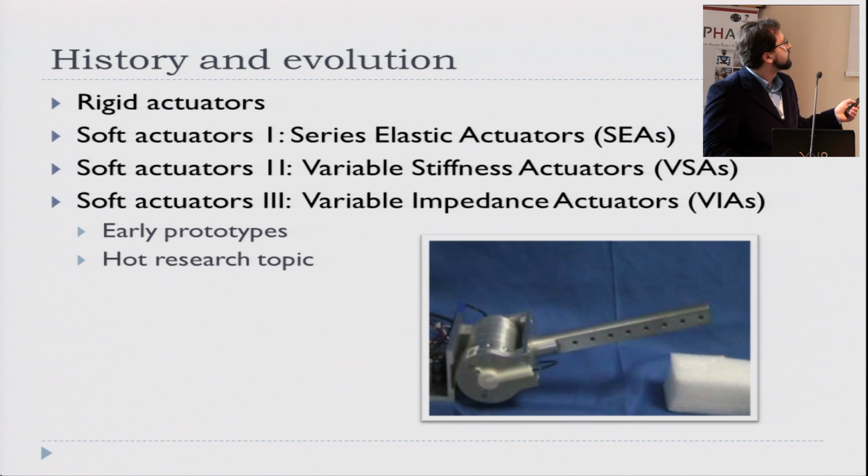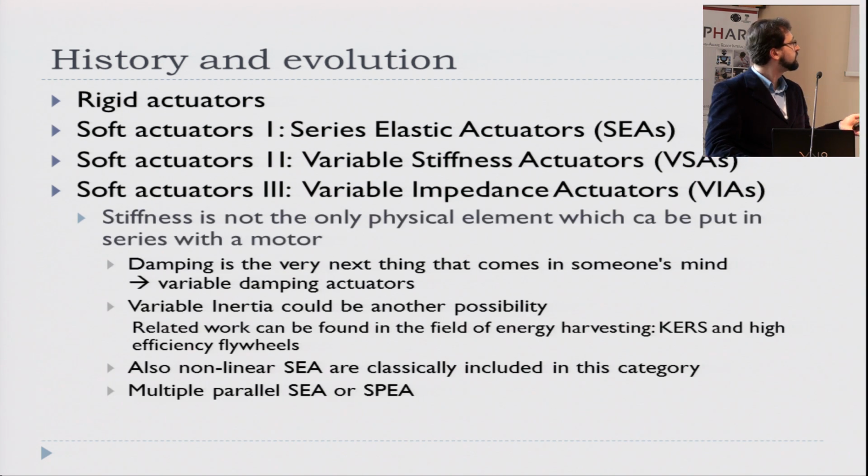The next step of soft actuator is variable impedance actuators. They are in an earlier phase, and they are a really hot research topic now. Here, for example, you can see the variable physical damping actuator developed at IIT, which is a device which instead of changing stiffness, changes the damping, which is in parallel with the spring. And changing the damping is really the very next thing that comes to your mind when you want to do this. Then there is also the possibility to change the inertia.